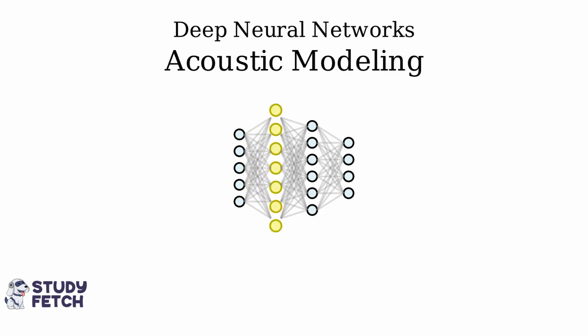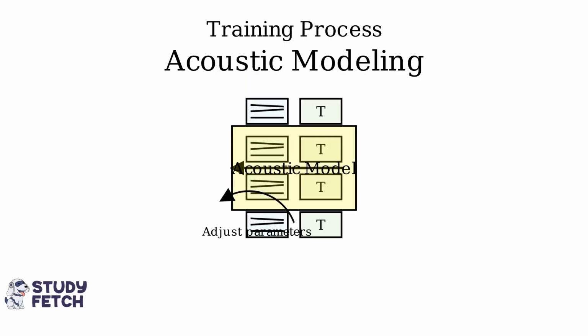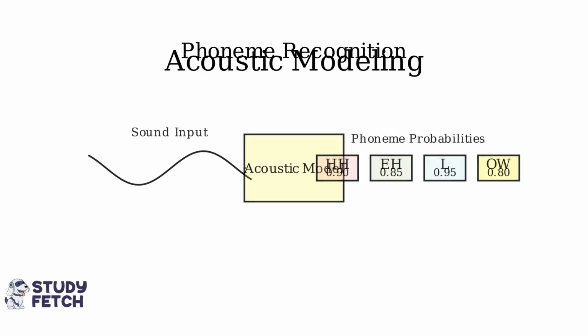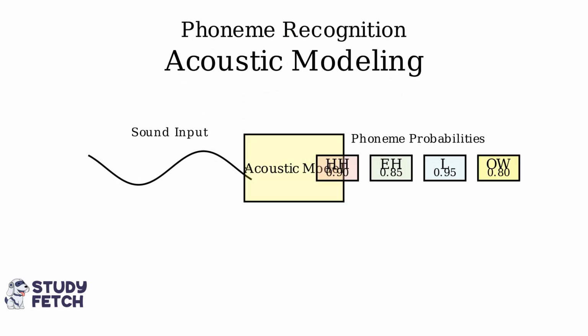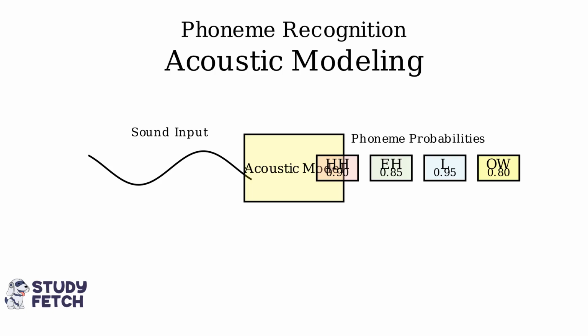These networks learn complex patterns from thousands of hours of labeled speech data. Acoustic models are trained on large datasets of speech with corresponding phoneme labels. The model learns by analyzing audio features and adjusting its parameters to better predict the correct phonemes. Once trained, the acoustic model can recognize phonemes in new speech by calculating probabilities for each possible sound. The system analyzes sound input and outputs probabilities for different phonemes, choosing the most likely sequence.